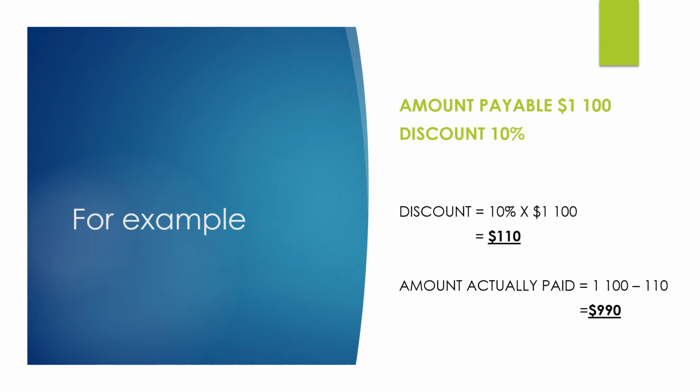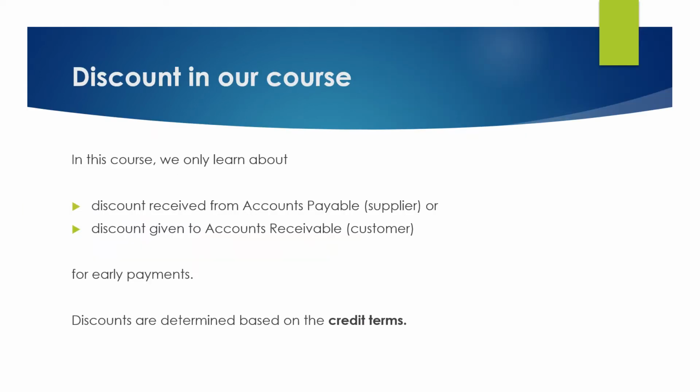The amount actually paid would be $1,100 less the discount amount of $110. Therefore, the amount actually paid is only $990. As you can see here, the amount paid is lesser than the original amount. In this course, we only learn about discount received from accounts payable or discount given to accounts receivable for early payments. Discounts are determined based on the credit terms.